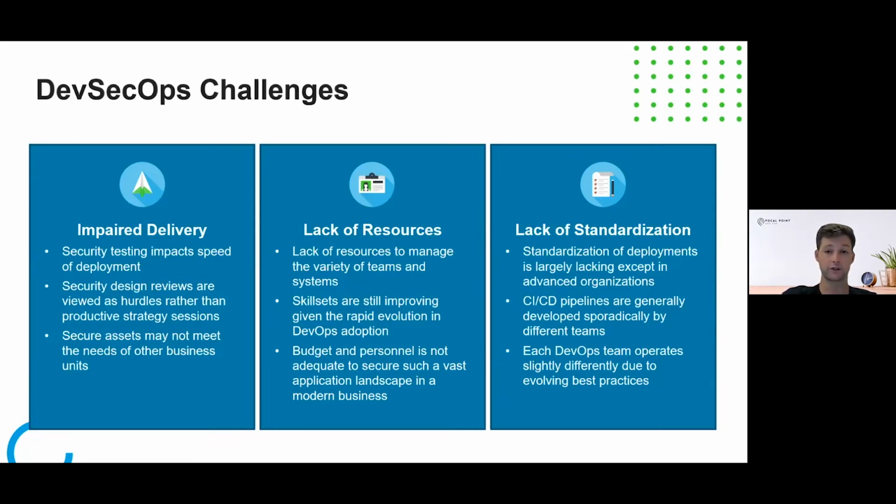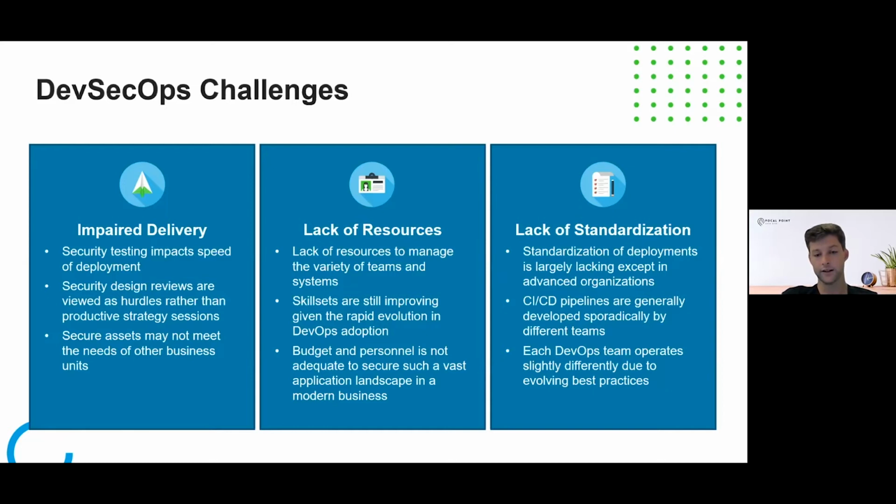Then we have lack of resources. DevSecOps is still largely new. It's very difficult as a security team to, let's say, recruit security professionals who have a development background and can adequately work in this space. It's a difficult space to train in because of how rapidly it's evolving. It's obviously feasible and it's obviously achievable, but it is a significant challenge for many organizations, especially those that are just getting started with this journey.